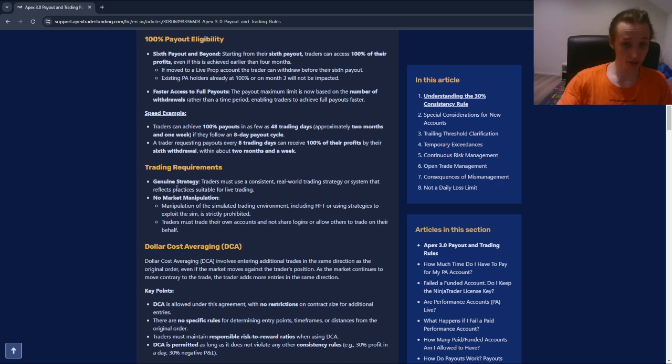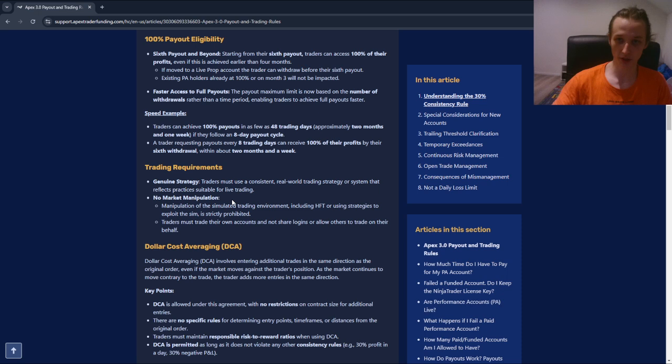Trading requirements. This is important, guys. Genuine strategy. Traders must use a consistent real-world trading strategy or system that reflects practices suitable for live trading. No market manipulation. Market manipulation of the simulated trading environment, including HFT or using strategies to exploit the sim, is strictly prohibited.